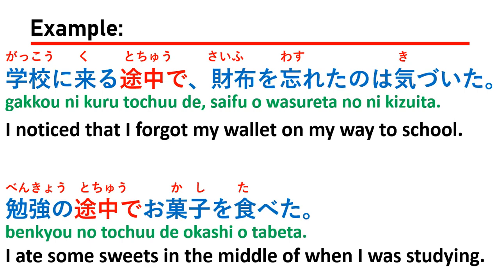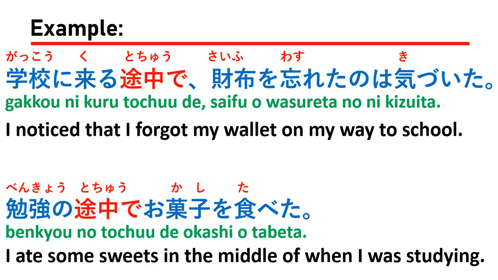In here you see that they use the noun. The noun in here is 勉強. After the noun they use no, right? And after the no they follow by tochu. 勉強の途中 means if you study for 1 hour, that means about 30 minutes, or 20 minutes in, at the time that you eat the sweets. That means you study and you eat the sweets on the way while you study. So in Japanese you can say 勉強の途中でお菓子を食べた, which means you ate the sweets in the middle of when you were studying.